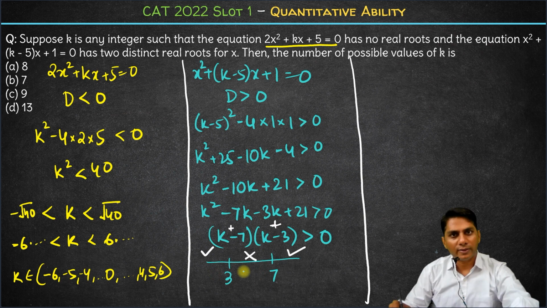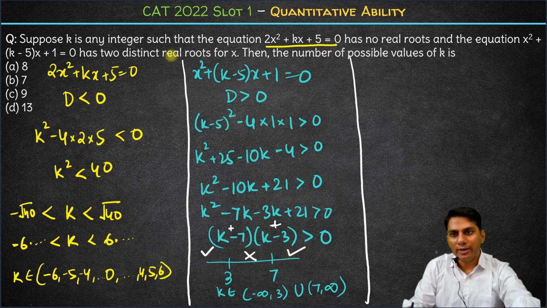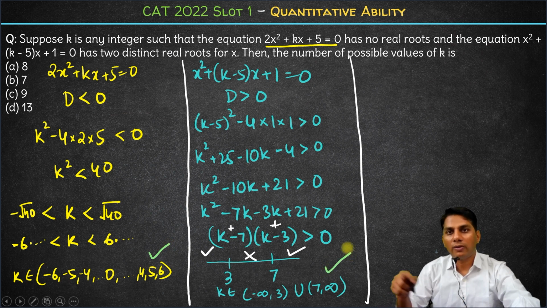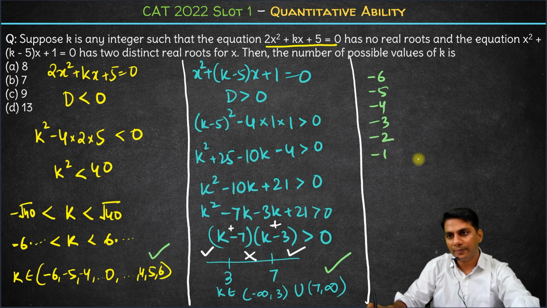So the acceptable values of k from the second case are: k can be less than 3, that means from minus infinity to 3, union from 7 to infinity, any number. So these are the acceptable values for k from the second case. Now we want integral values only, right? So we want this to be true as well as this to be true along with integral solutions. So basically we have these integers and we have to figure out how many of these integers lie in this range. So we have minus 6, minus 5, minus 4, minus 3, minus 2, minus 1, 0, 1, 2, 3, 4, 5 and 6.